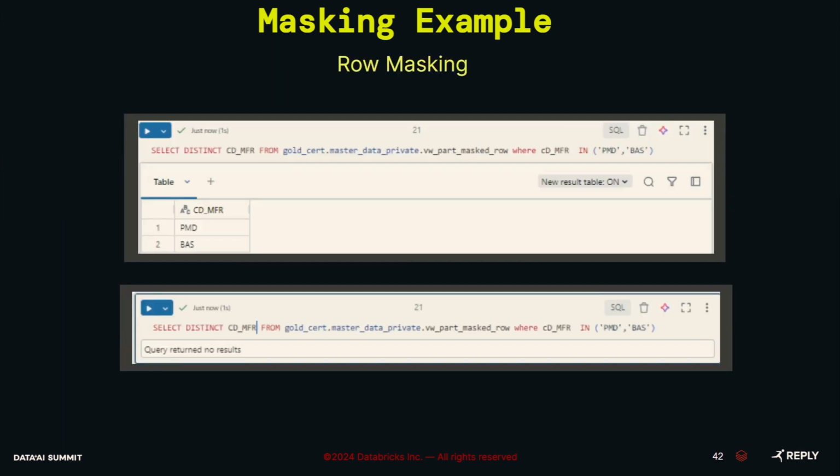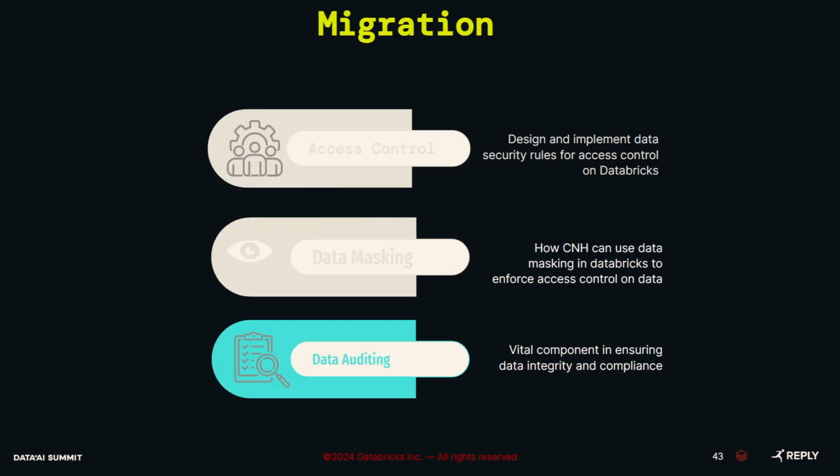For the row masking, we have a similar situation, but in this case, the query returns an empty value. In the first case, the user has a value for the query. In the second case, executing the same query, the result is null. After the data masking definition and implementation, the last part of our project was the data auditing.